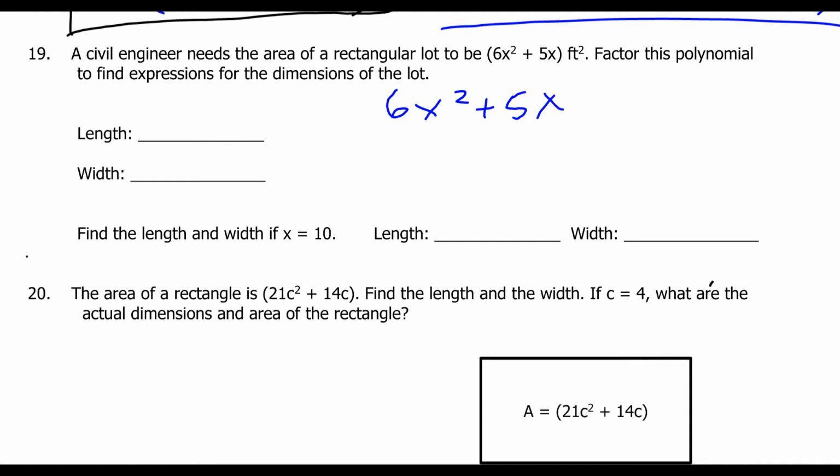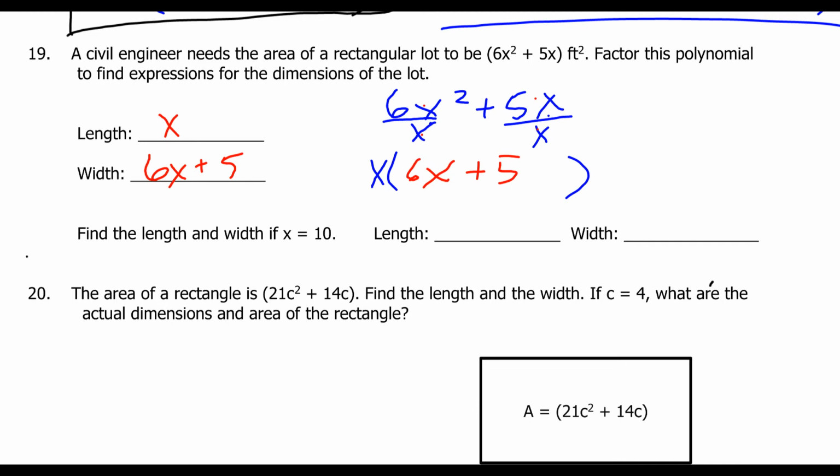Now, there's nothing that will go into both 6 and 5 evenly. But if you notice, we've got an x term and an x term, so we could pull out an x, right? So we can divide each of these by x. We're going to put an x on the outside, and fill in the inside. x goes into 6x squared 6x times. x goes into 5x 5 times. So, we've got x times 6x plus 5.